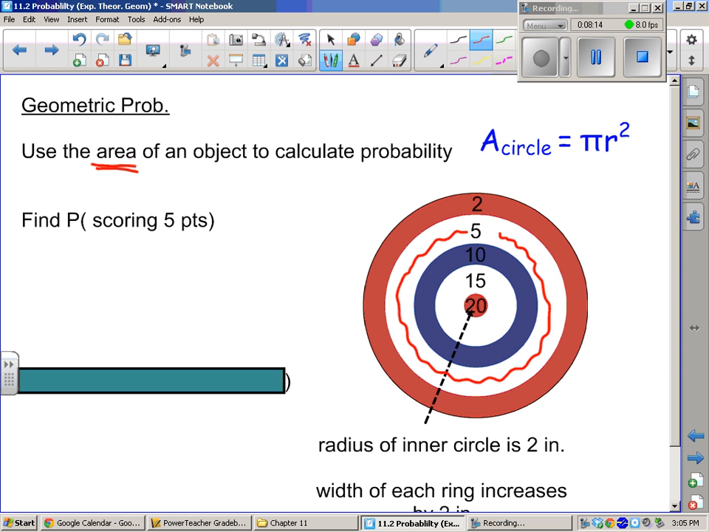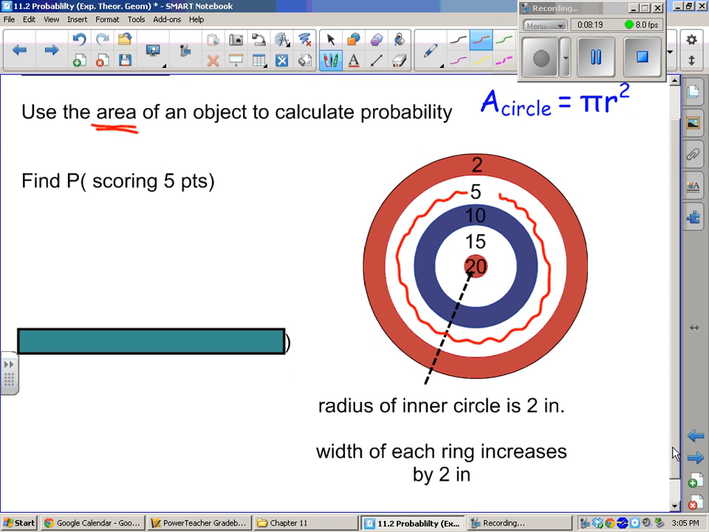And there's some information below. It says that the radius of the inner circle is 2 inches, and then the width of each ring increases by 2 inches. So that's going to help us with some measurements. For geometric probability, we're doing the area of the desired spot over the whole area. So the desired spot, how do you find an area of a ring? Well, you have a couple circles that we could take part of the interior section away, and that will leave the ring. Okay, so we want to find the area of the whole outside white circle.